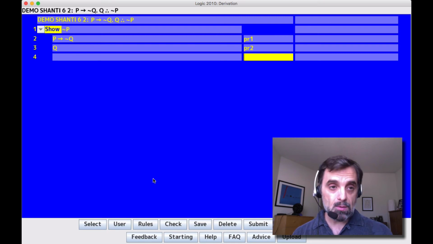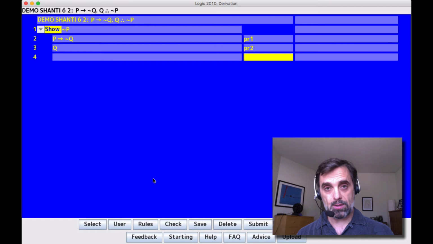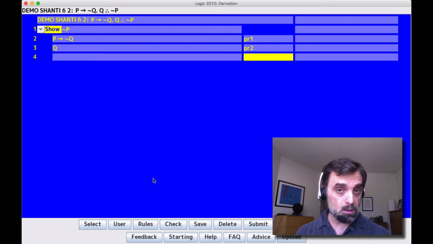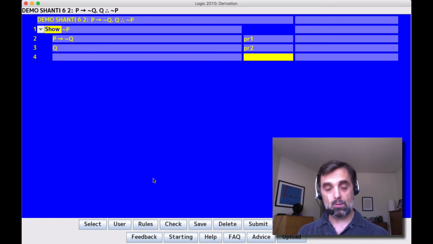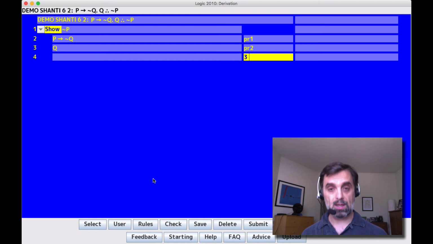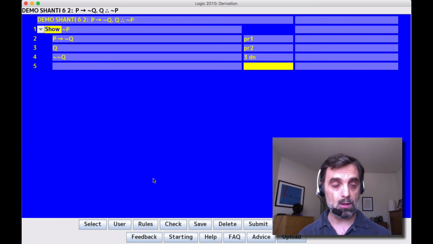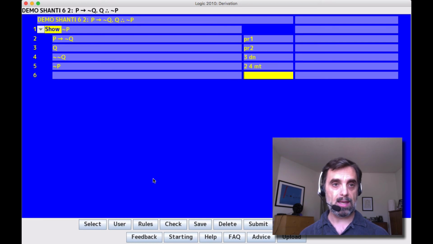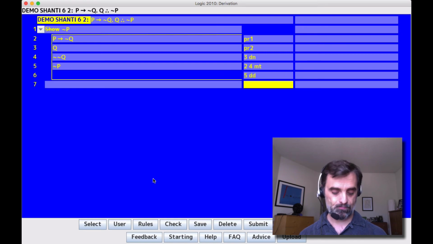For MT with line 2, we need the negation of the consequent. So we need not Q. So if we can turn Q into not Q, then we can use the not Q with modus tollens on line 2. Unfortunately, we can turn, we can turn 3 into not Q. We can say 3 DN, and then we look at line 2 and 4, and now we have what we need for MT. So we can say 2, 4 MT. And now we have not P, and we can say good, direct derivation.